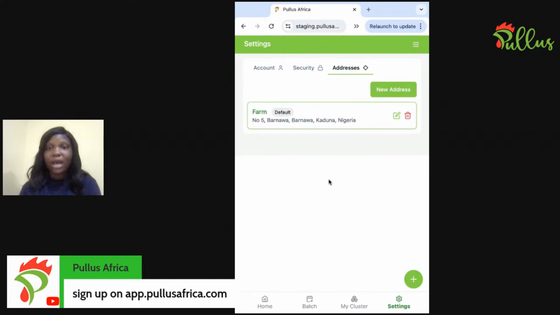So default address means when you request for offtake, your default address is the address that we will come to. So if you have a farm in Kaduna, and you live in Abuja, and your office is in Lagos, your default should be your farm, because that's where we are going to come to. Because if you go to Abuja, then exactly.